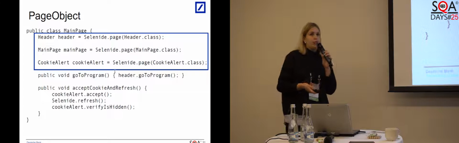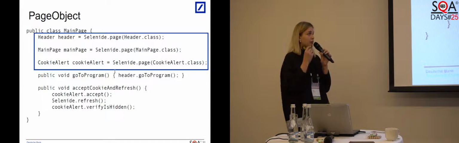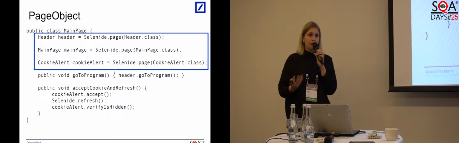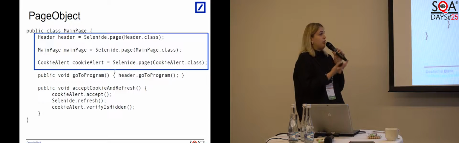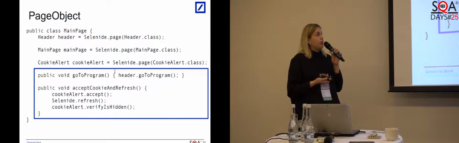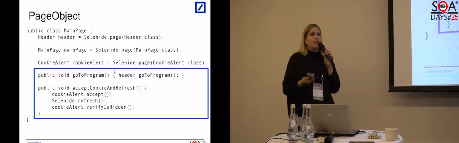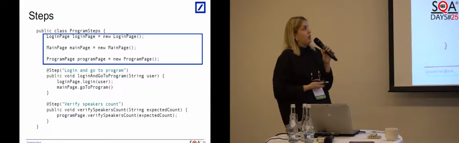Then, when all the blocks are ready, the page object describes one concrete page and only it. To implement it, you need to mention all the page blocks that it consists of, and then combine the logic into concrete actions on this page.